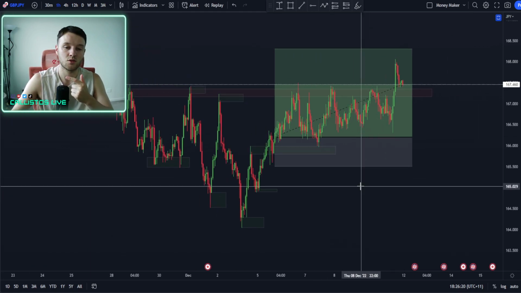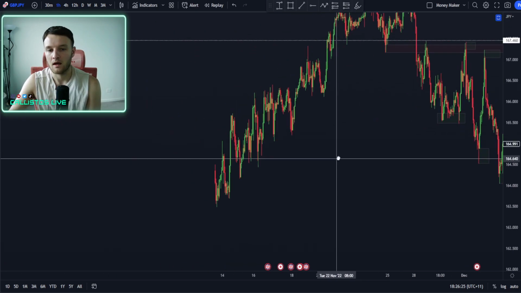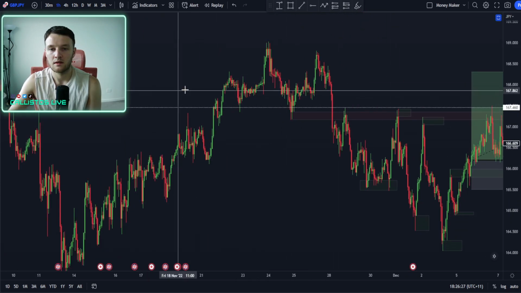Because it shows you how to capture trades like this basically, and how to read the market structure to capture these kind of trades, right?